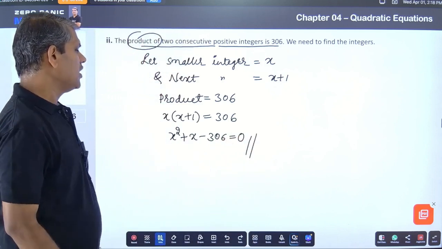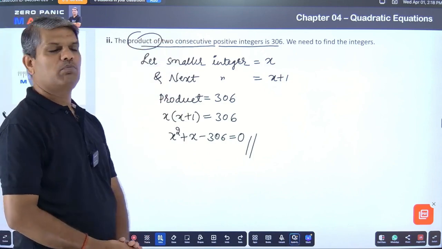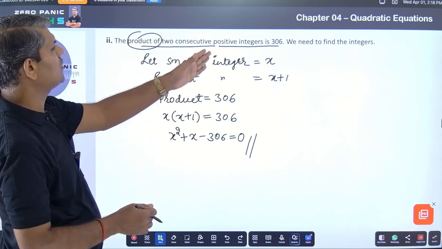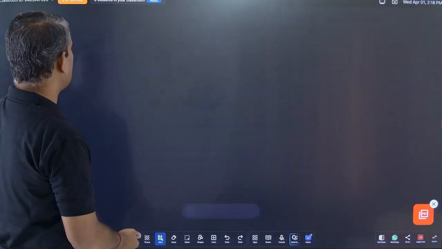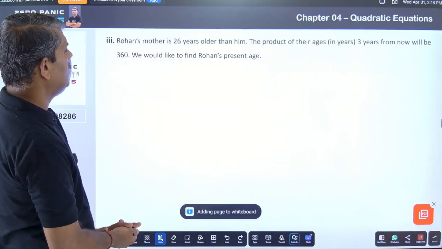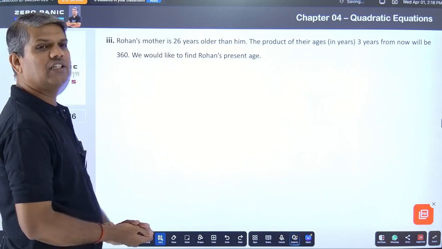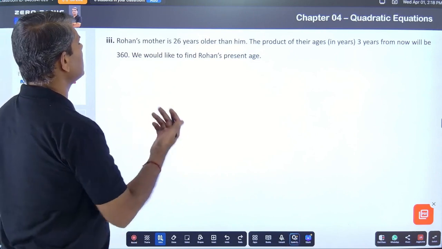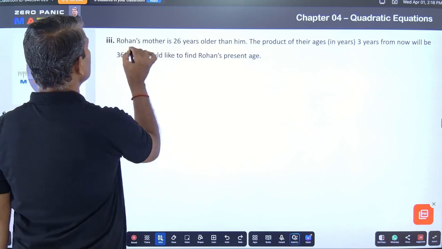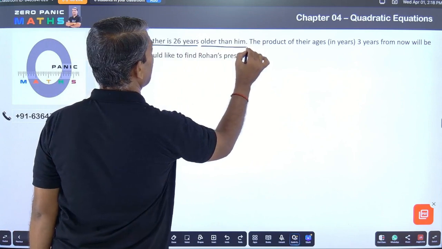And this is a quadratic equation that represents this problem: the product of two consecutive positive integers is 306. Okay, let us quickly move to the next. Now here is the problem with ages. Rohan's mother is 26 years older than him.